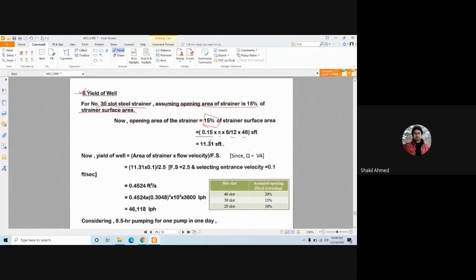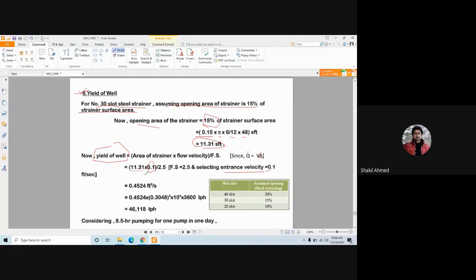So you'll get it in square feet. Opening area of the strainer. Now, what would be the yield of the well? Q equals velocity into area. So we are taking velocity as 0.1 feet per second, entrance velocity, and area is what we just calculated, 11.31.